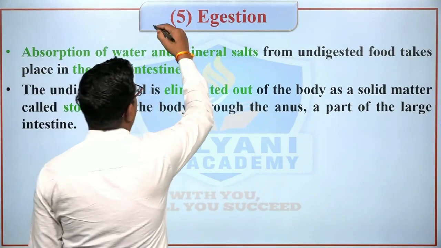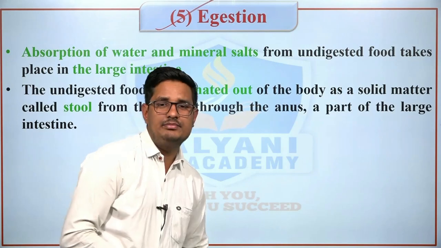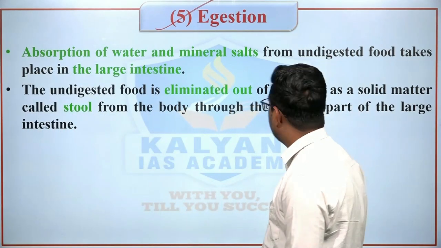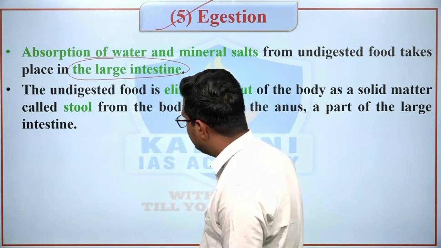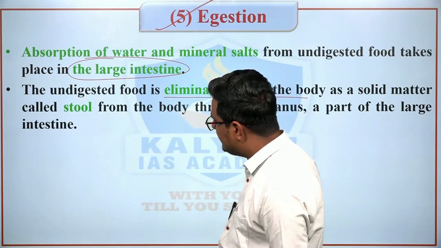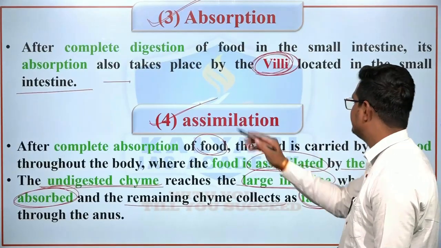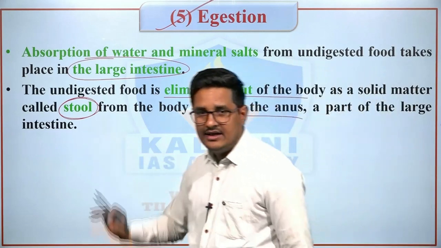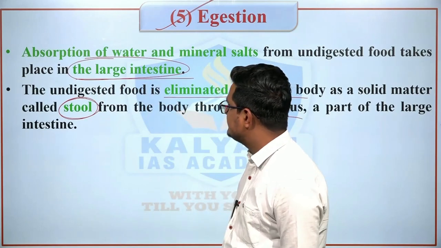Now, ejection. Right? Ejection kya hoti hai? Absorption of water and mineral salts from the undigested food takes place in the large intestine, and the undigested food is eliminated out of the body as a solid matter known as stool through the anus. Anus, a part of the large intestine. Clear? तो जो एजेसन है वो किससे होता है? लार्ज इंटेस्टाइन से होता है.